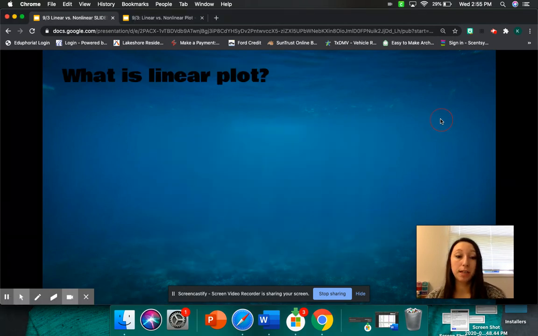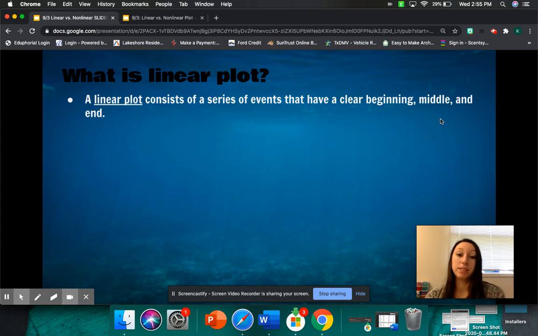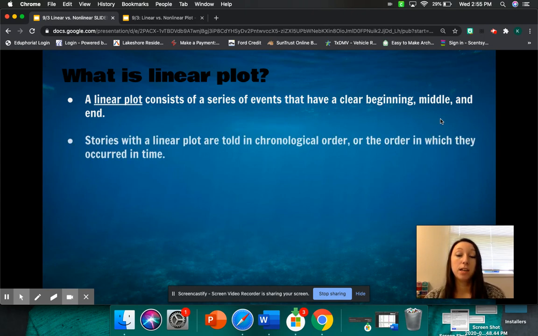What is a linear plot? A linear plot consists of a series of events that have a clear beginning, middle, and end. Stories with a linear plot are told in chronological order, or the order in which they occurred in time. So if the story started in 1987 and ended in 2005, then it's going to follow that chronological year order.